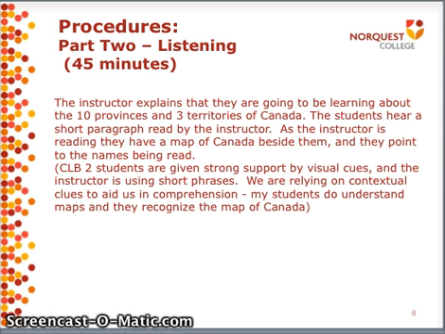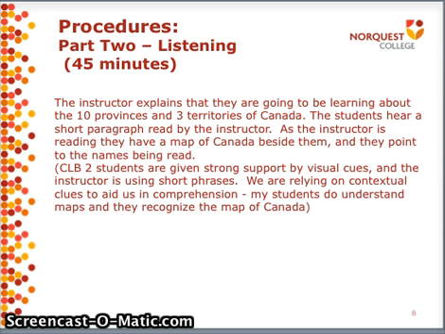Now, since we are already talking about Canada, I let them know that we are going to be learning about the 10 provinces and 3 territories of Canada. I have prepared a short paragraph that I will be reading, and this paragraph is comprised of quite basic sentences and basic vocabulary. It is likely that the beginner students will not understand everything right at the beginning, but as we go over things a few times, this will become more and more clear to them.